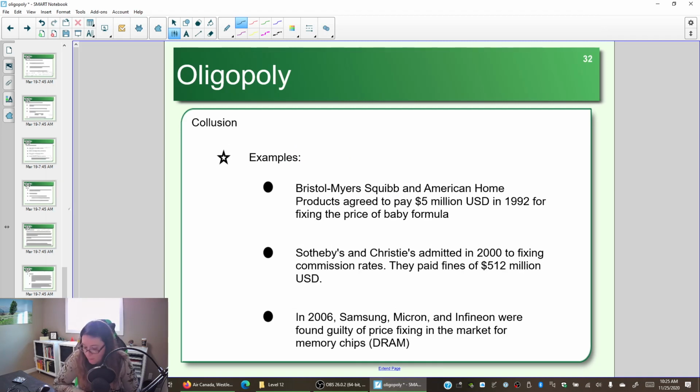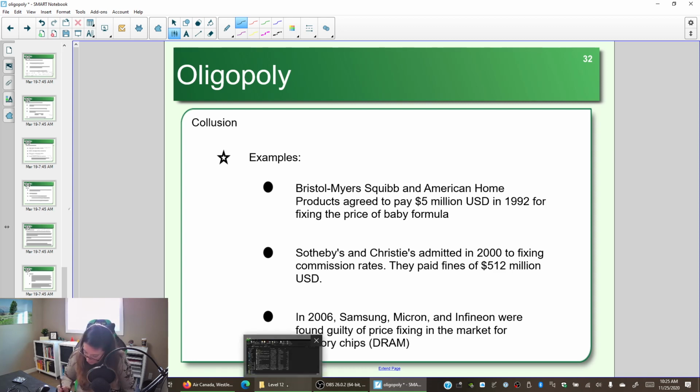There are other examples. There were price fixing charges against companies in the US on baby formula, Sotheby's and Christie's on commission rates, Samsung for price fixing on memory chips. These are some examples that were more international.